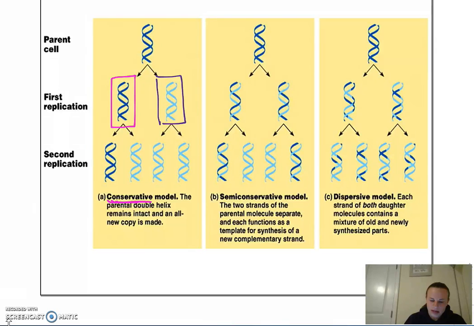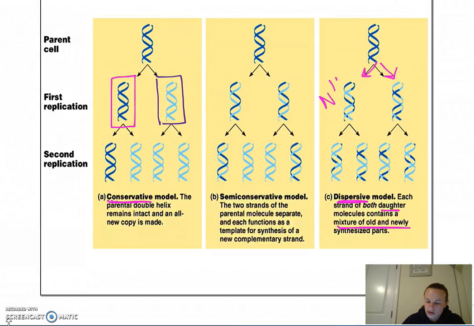The second model that was proposed was the dispersive model. And the dispersive model says that the strand separates, where each daughter strand contains a mixture of old and new parts.